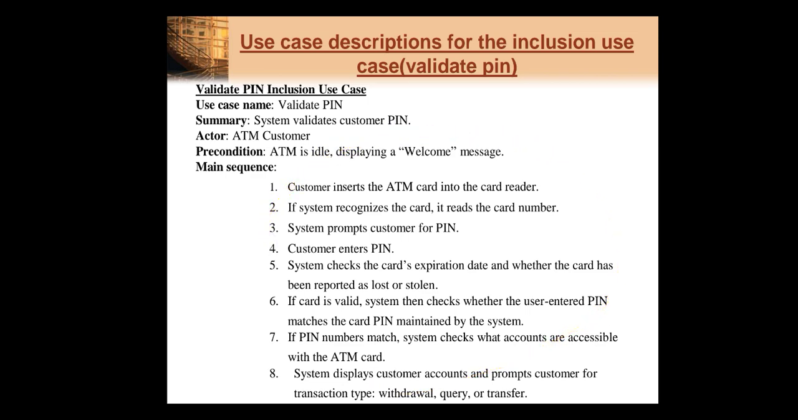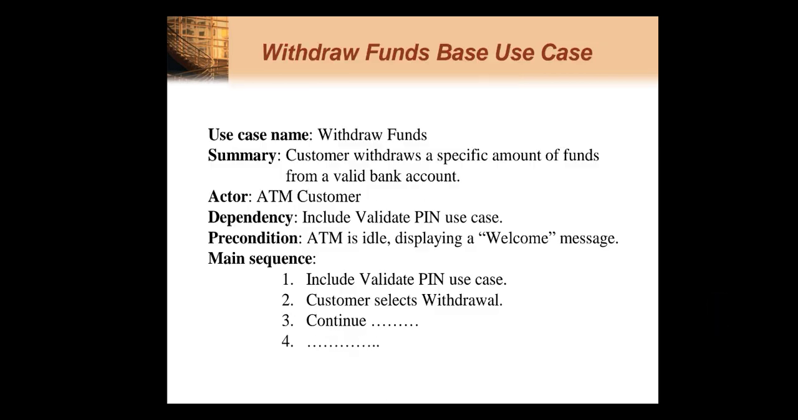After the main sequence, we need to write the alternate sequence where it is possible. The alternate sequence is not for each and every step. It is only for the step where an error can occur. We have already seen how to write the alternate sequence in the last lecture, in the lecture on use case. Here I have shown how to write the description for the inclusion use case. Now we see how to write the description for the base use case.